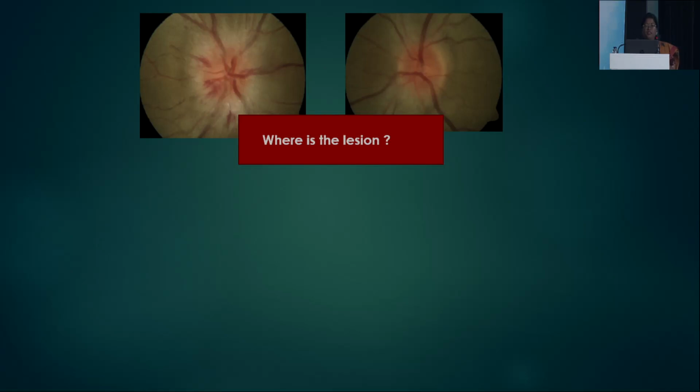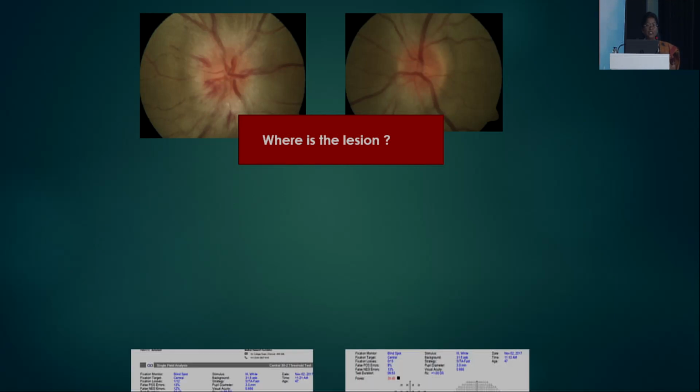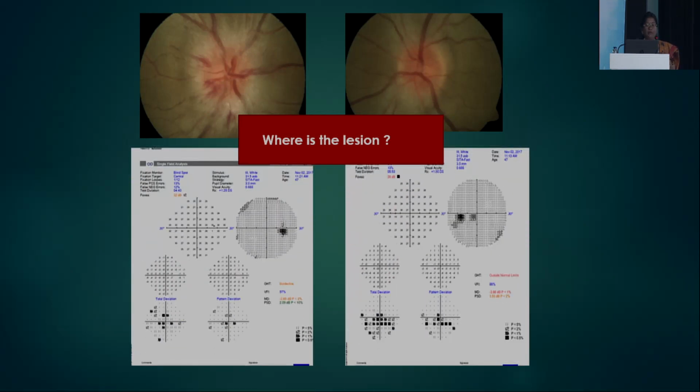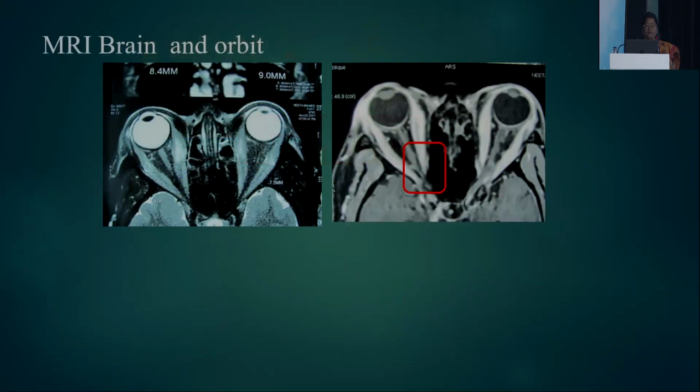Okay, got it. So this is the fundus that you see in her. Do you think still the lesion is in the optic nerve? Visual fields are normal. And now this is the orbit MRI.